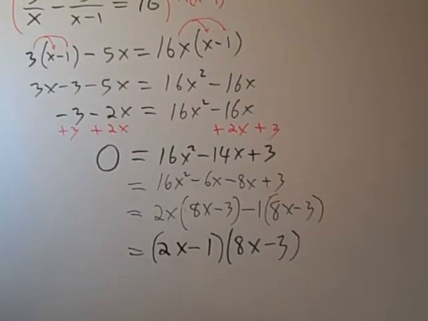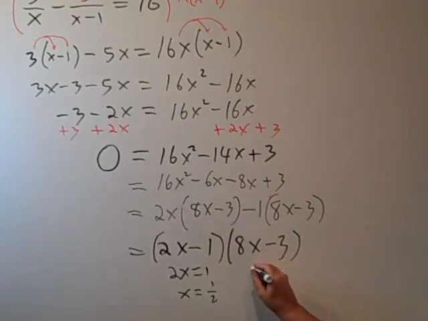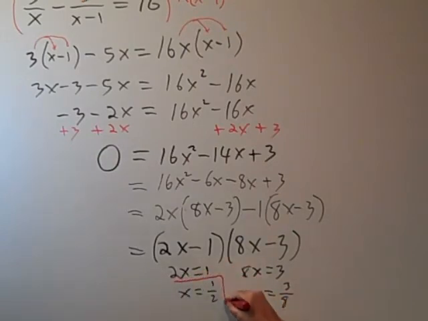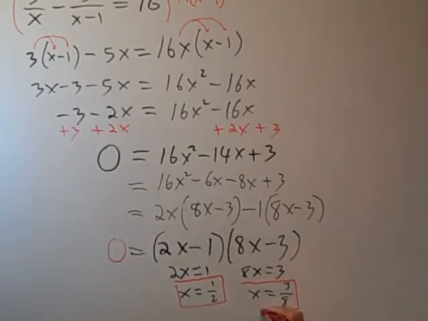So each of these gives one possible solution to the equation. This is 0 if 2x equals 1, which means x equals 1/2. This one is 0 if 8x is equal to 3, which means x equals 3/8. So we get these two possible solutions, because this equals 0 here. Two possible solutions for x.